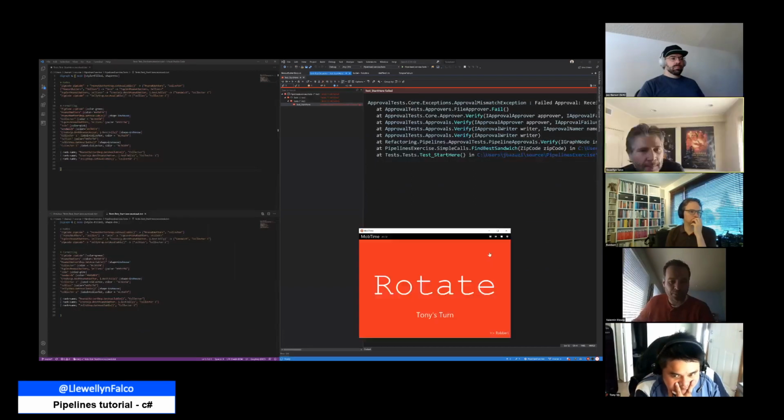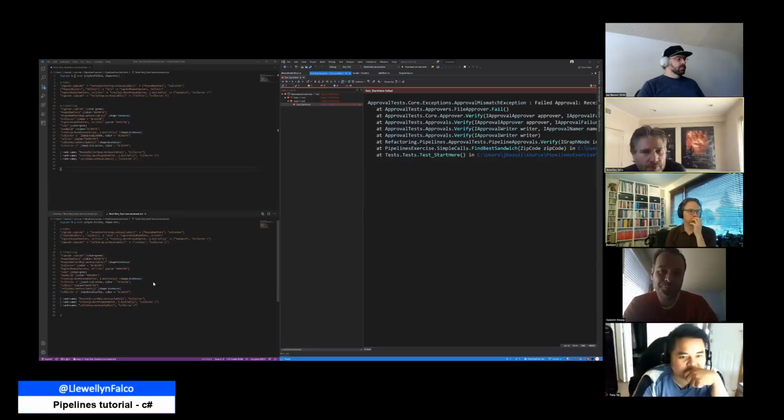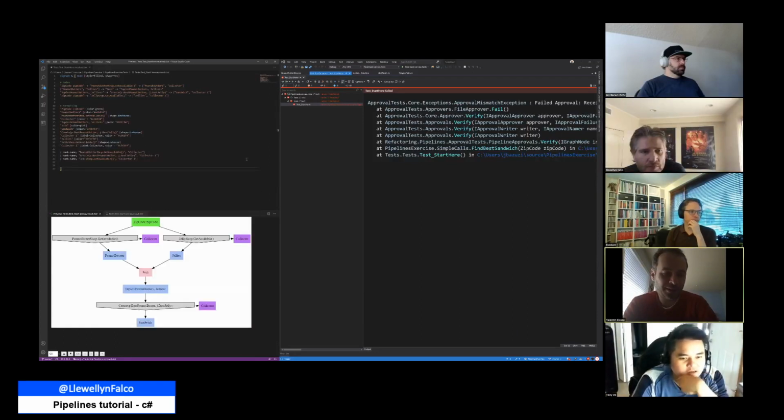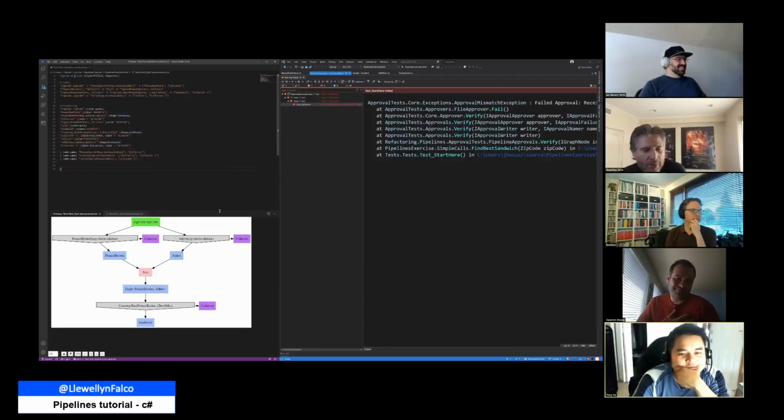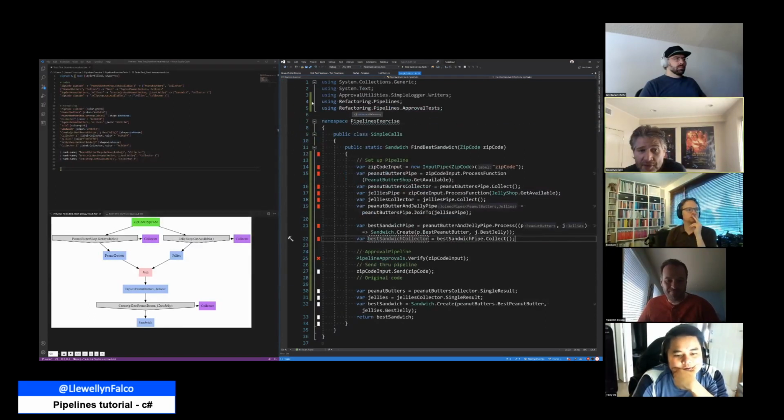Tony? That is, you go ahead. Yeah, it's too many things. Can you go back to the code? A couple of interesting things I noticed. Well, hold on. First of all, is the diagram right? What is the diagram telling you?